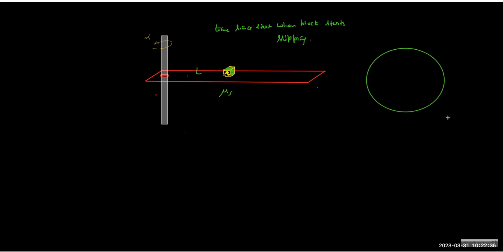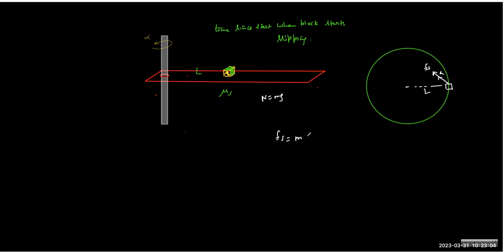So if I look from the top view, and if I consider the block anywhere, then the friction will be acting something like this. But here N is mg only, right? So here friction will provide both, which means friction will provide the total acceleration. So here Fs is ma. It is neither AC nor AT, it is A, which is equal to m omega square L.